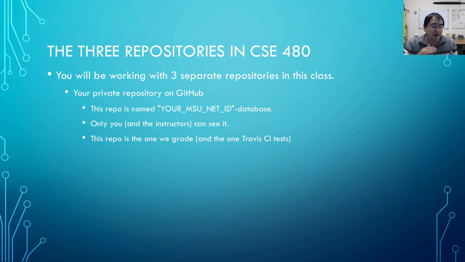So you don't have to worry about the code that you're pushing here being publicly available or being available to other students in the class. And the important thing is this is the repo that we grade. This is the repo that Travis CI tests.